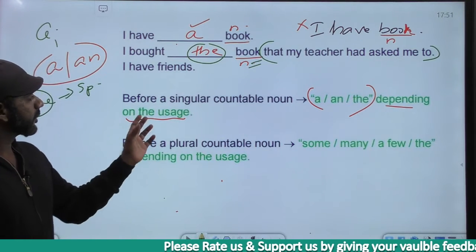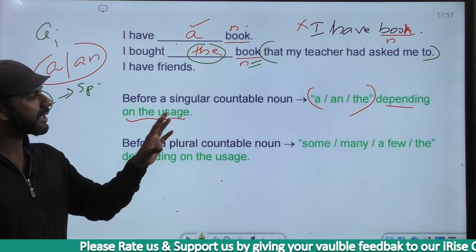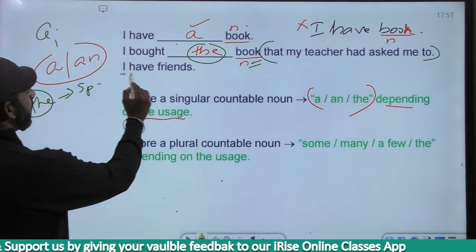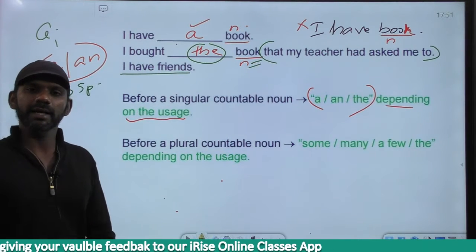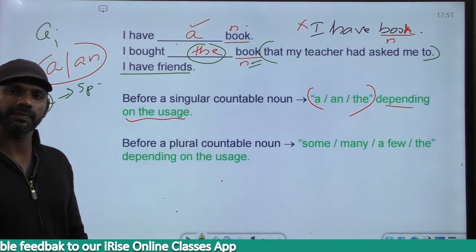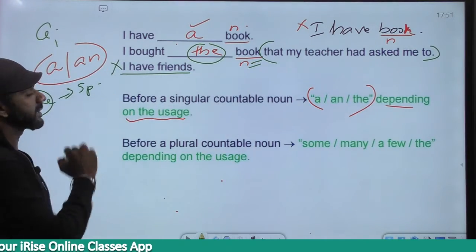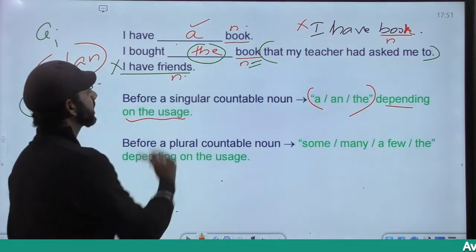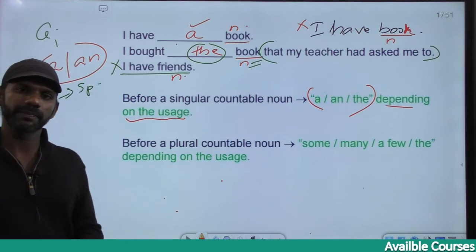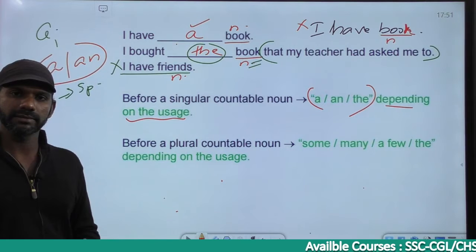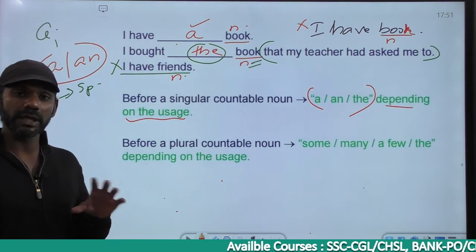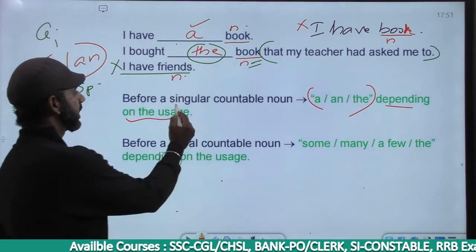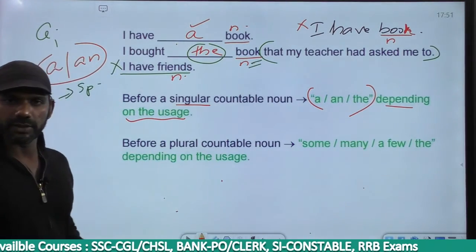So as I told you, before a singular countable noun, there will be a, an or the depending on the usage. Fine. Now come to the statement. "I have friends." Grammatically correct or wrong? I say this should not be considered. Friends is a noun. Countable, uncountable? Countable. Singular, plural? Plural. Friends is a plural countable noun. I told you before a singular countable noun, there will be a, an or the depending on the usage.